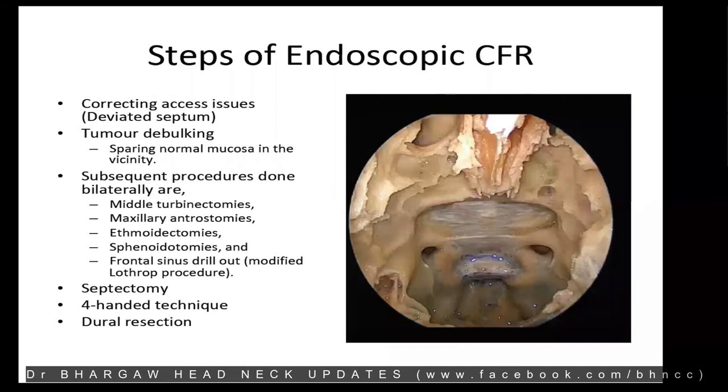And now we have opened up the entire landmarks to get the clearance, and from here on you shift to the four-handed technique, and then you do the dural resection. Once you have the frozen section control and you achieve the negative margin, you have to reconstruct. So these are the steps of the endoscopic craniofacial resection.